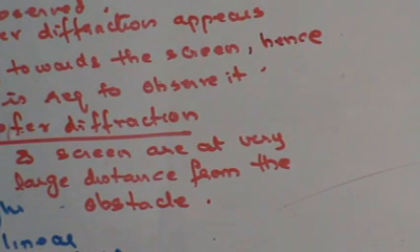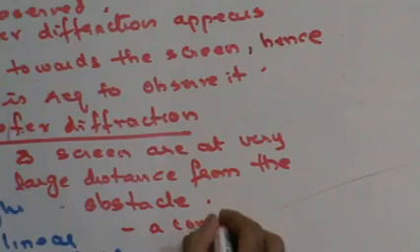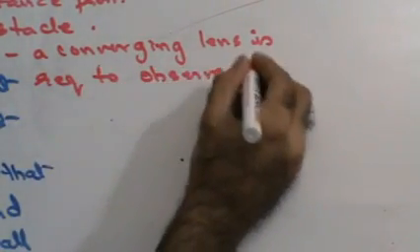As a result, the ray of light after passing through the slit diverges. As it diverges, in order to observe the diffraction pattern, a converging lens is required to see this. So do you understand what the different types of diffraction are?